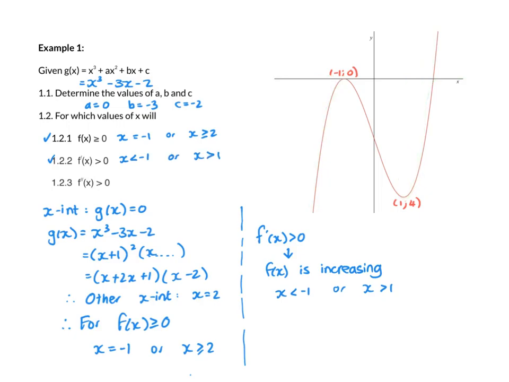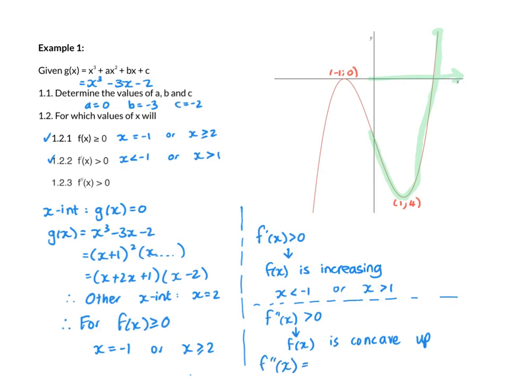1.2.3 asks when the second derivative is positive. Now the second derivative is positive when my original graph is concave up. Now for finding concave up, I need the inflection point. It looks from my picture that the graph's quite symmetrical and that my inflection point will be at the y-intercept. But let's just double check because that's not guaranteed. So my second derivative, the equation of that will be 6x.